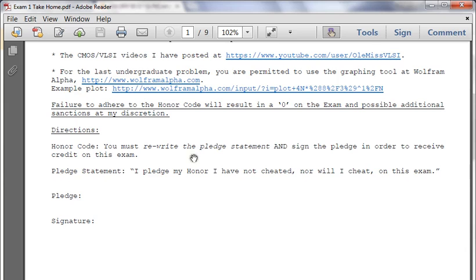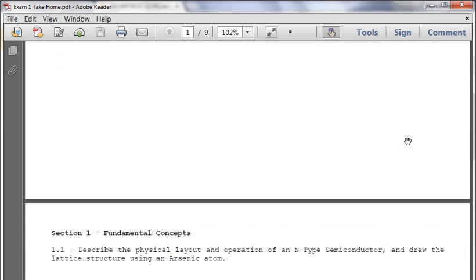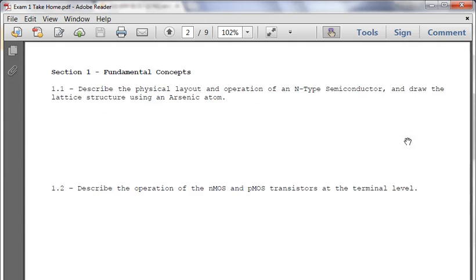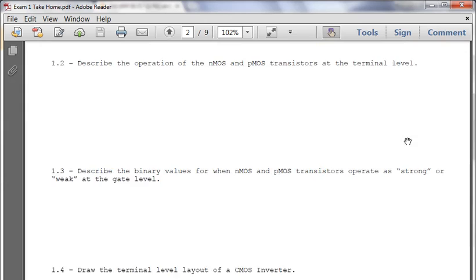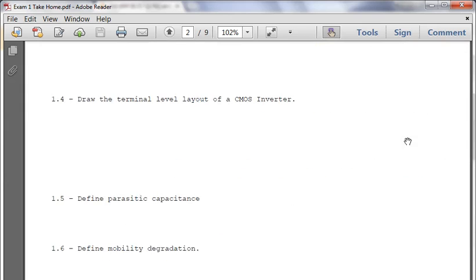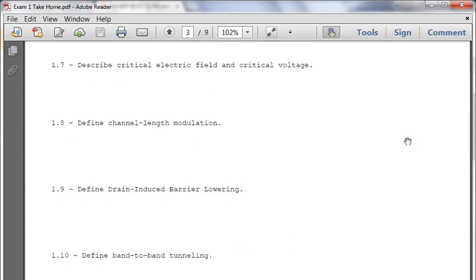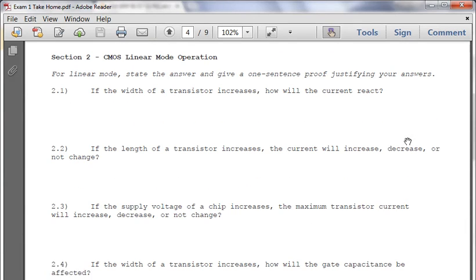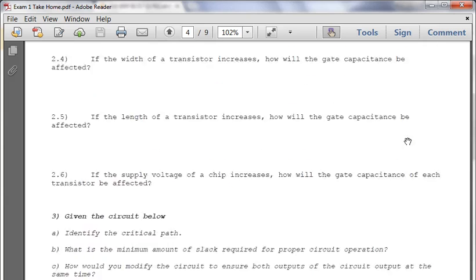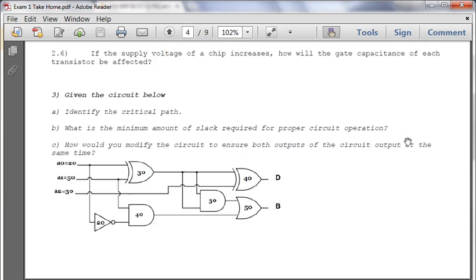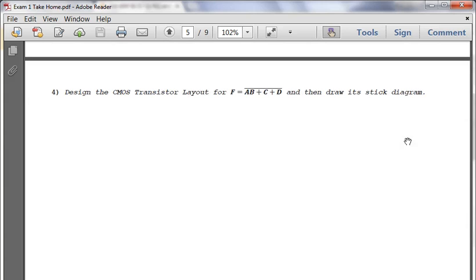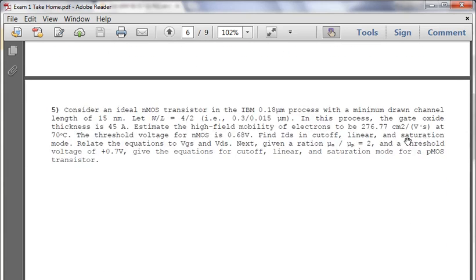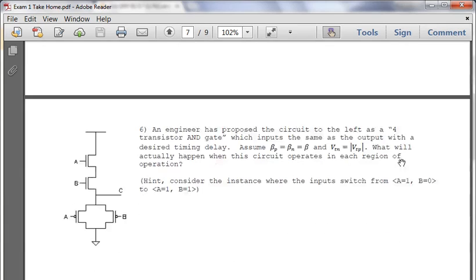And then the rest of it is posted. A lot of it, you'll just be referring to different definitions. Probably all of these should look familiar from before. And then from here, CMOS linear mode operation, critical path problem, stick diagram and transistor layout problem, mobility problem for finding cutoff, linear, and saturation mode. These problems should all look very familiar.